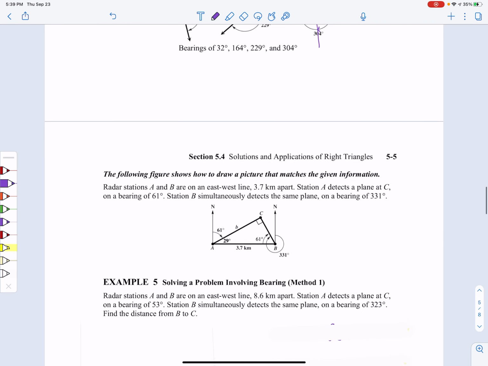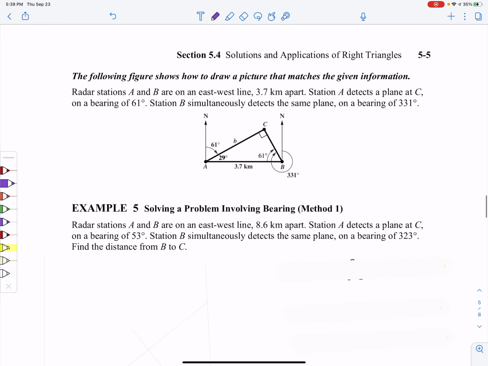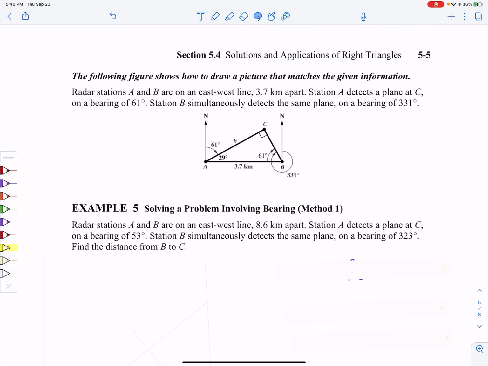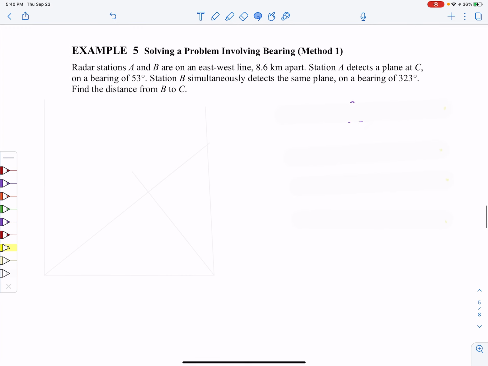All right, so what I've got here, this first part is actually not a story problem. I took it from a story problem, but basically the only reason that I have it there is to show you how to draw a picture when you're given this particular set of information. So you can maybe pause the video and look through that. I would strongly recommend that you read the question carefully and figure out how they drew the picture that they drew. We're going to go straight to example number 5, though.